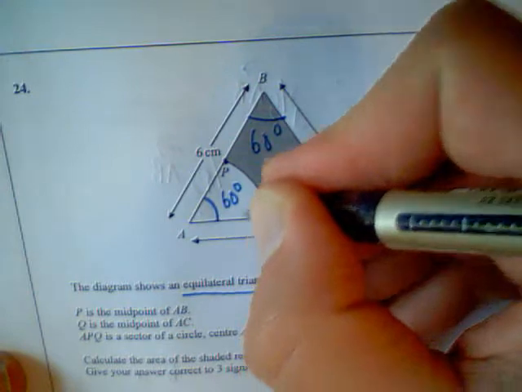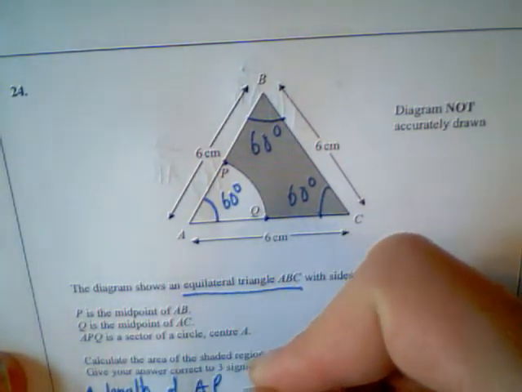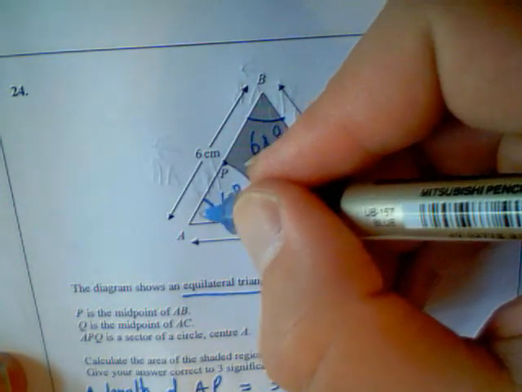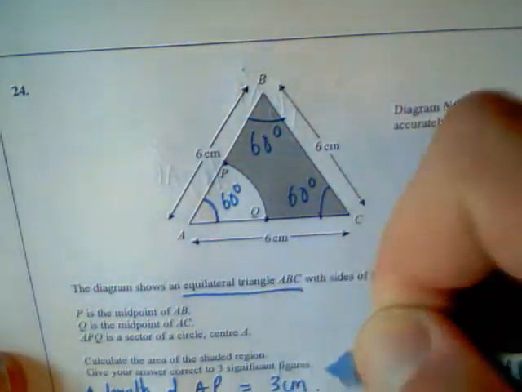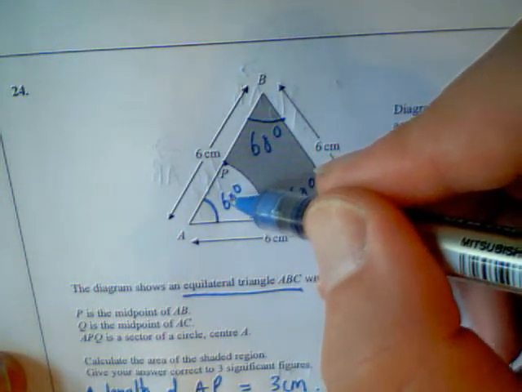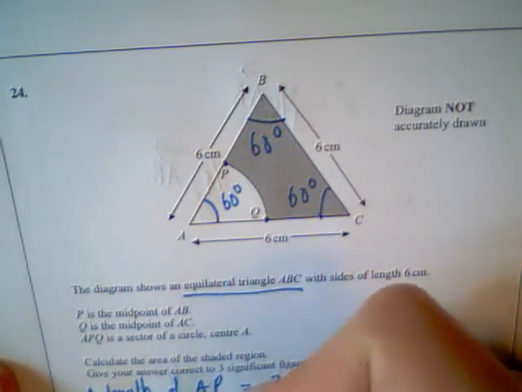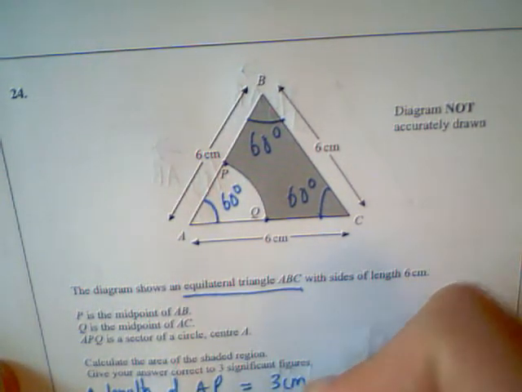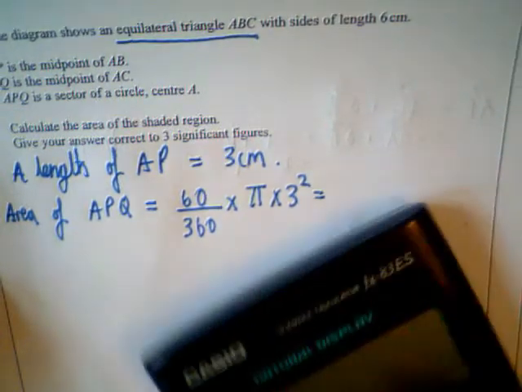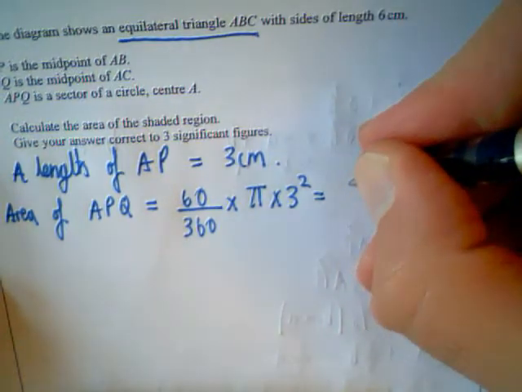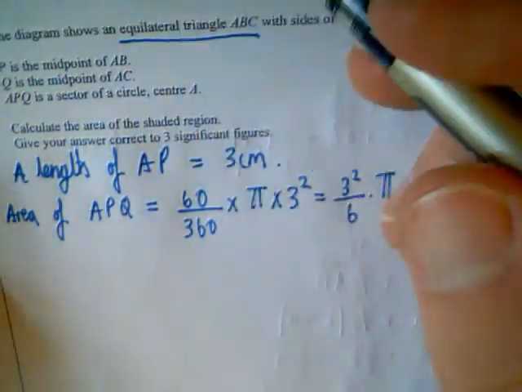So from A to P, the length of A to P is equal to 3 centimeters, and if you imagine this as being a circle here, then the area of the whole circle is pi times 3 squared, but we only want 60 degrees of this circle. So the area of APQ is 60 over 360 times pi times 3 squared. We can do 60 divided by 360 is 1/6, so that's 3 squared divided by 6 times pi. But this isn't our answer, because we are required to find the area of the shaded part.